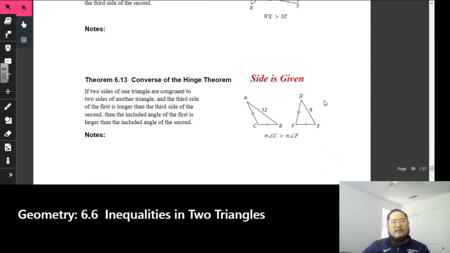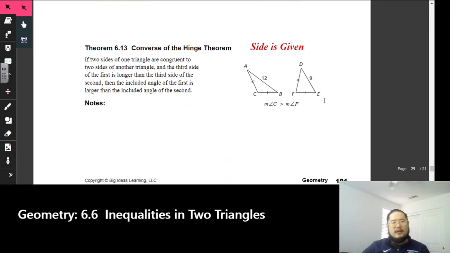All right, so we have the converse to the hinge theorem. I put right here, the sides are given. That's what we're going to be looking at when we make our comparison. It says if two sides of one triangle are congruent to two sides of the other triangle, and the third side of the first is longer than the third side of the second, then the included angle of the first is larger than the included angle of the second.